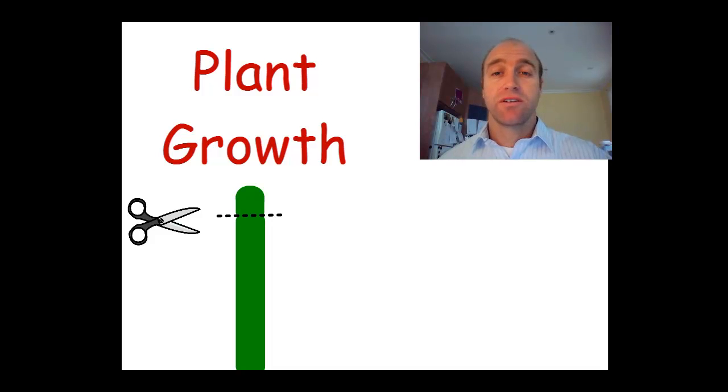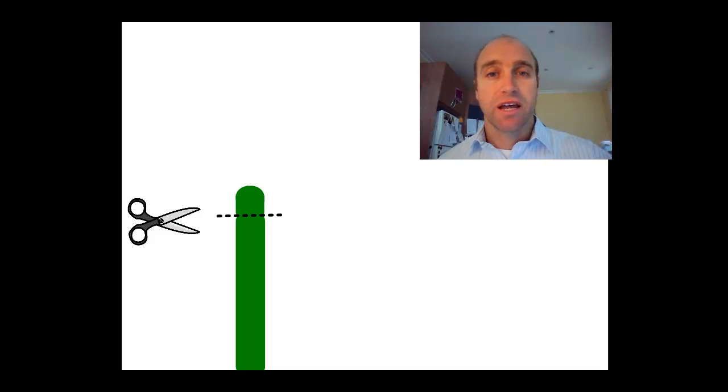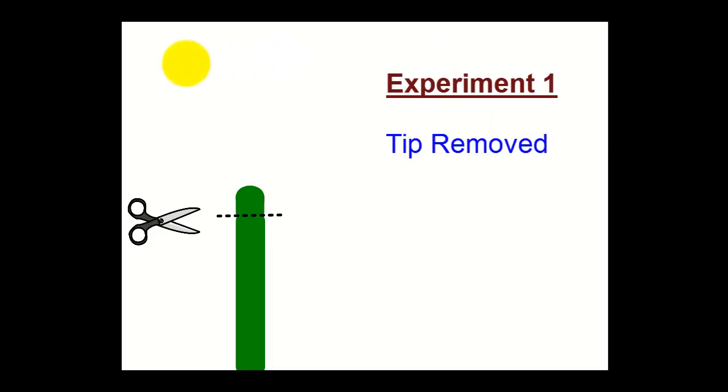Today we're going to have a look at a series of experiments on plants that demonstrate how plant growth occurs and how hormones are involved in this process. Now the very first experiment here, we're going to focus on the tip of the plant, and that tip of the plant is called the coleoptile.